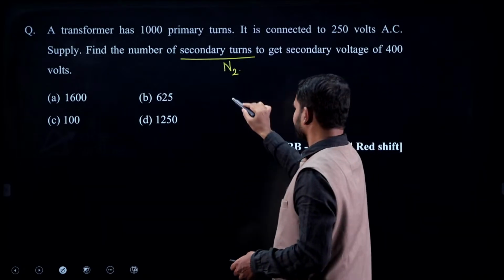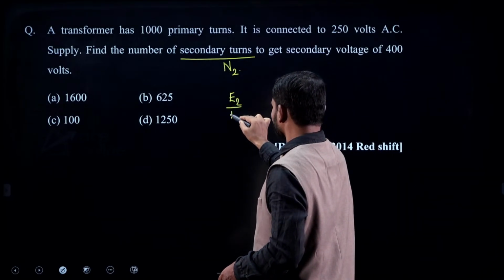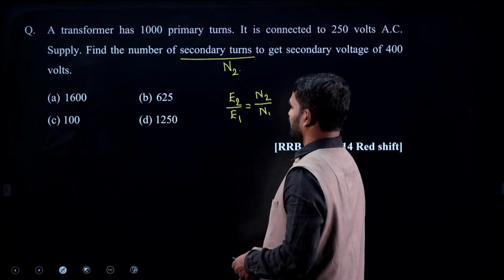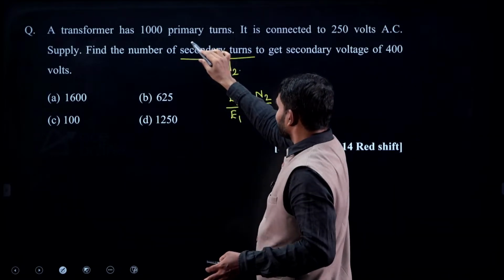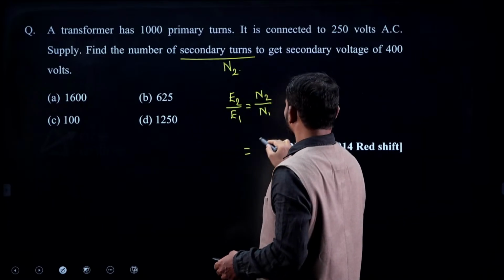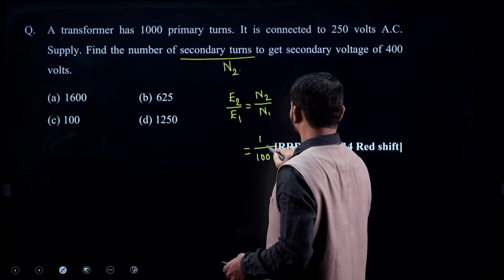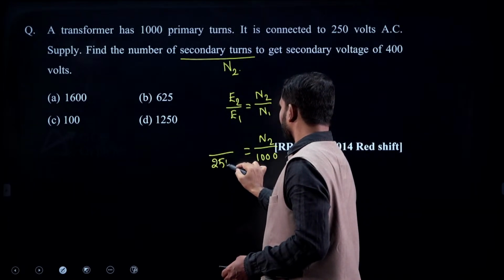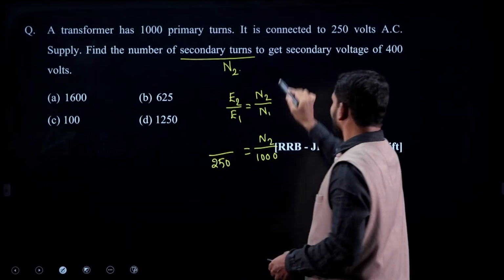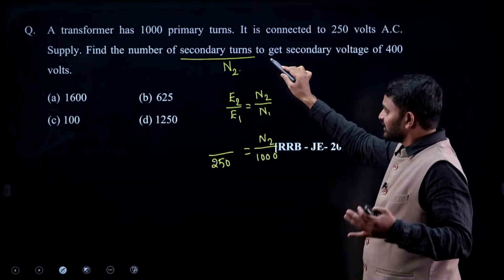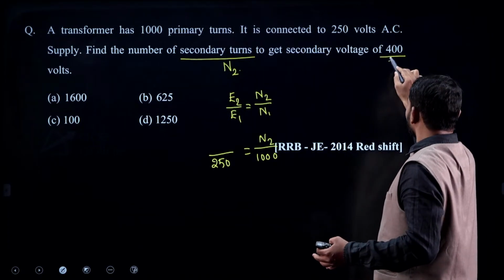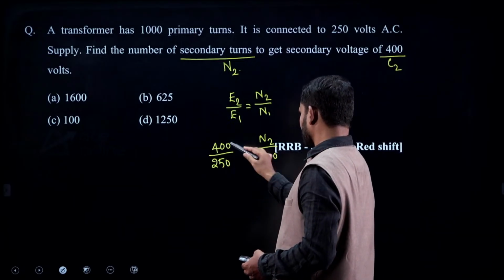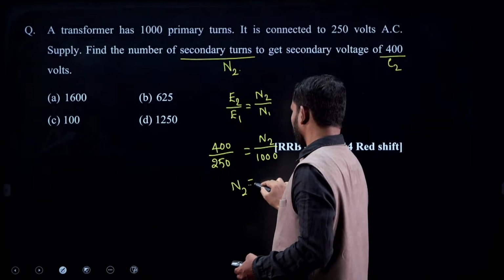So you know the equation, E2 by E1 is equal to N2 by N1. He has given primary turns of 1000, and it is connected to a 250 volts voltage source. E1 is going to be 250, right? He is asking to find the number of turns to get a secondary voltage of 400. So E2 I am writing as 400. So you just multiply, you will get the N2 value.